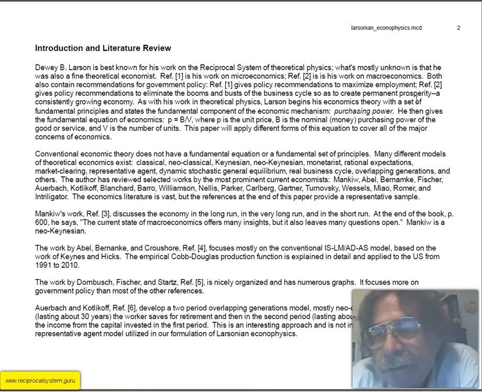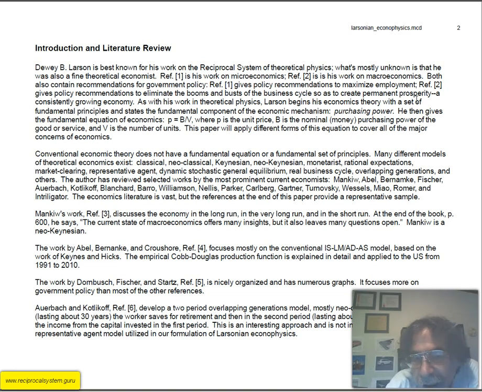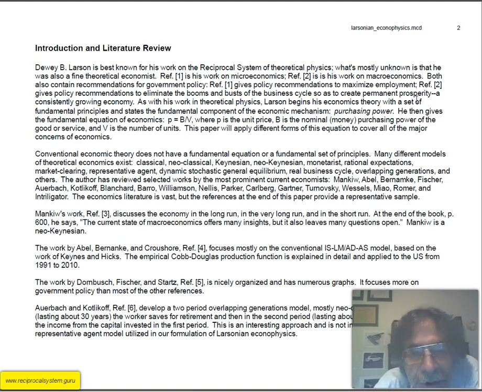As with his work in theoretical physics, Larson begins his economics theory with a set of fundamental principles and states the fundamental component of the economic mechanism: purchasing power. He then gives the fundamental equation of economics: P equals B divided by V, where P is the unit price, B is the nominal money purchasing power of the good or service, and V is the number of units. This paper will apply different forms of this equation to cover all of the major concerns of economics.